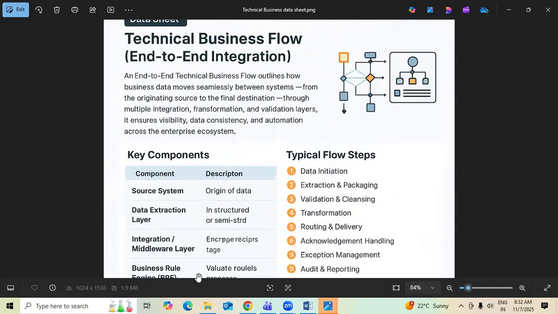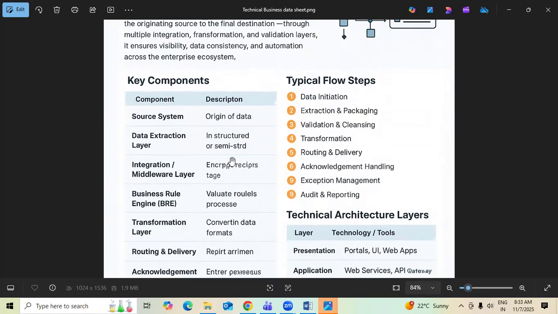Now, when we try to understand the technical business flow, these are the typical flow steps we have. The first is data initiation, where the target data to be initiated is taken into consideration. Next, data extraction and packaging, followed by data validation, and if there are any duplications, they have to be removed. This is the cleansing part. Next, data transformation to the staging database, where we perform the routing delivery, which includes acknowledgement handling, exception management, auditing, and reporting. Everything is part of the typical flow steps we need to follow.